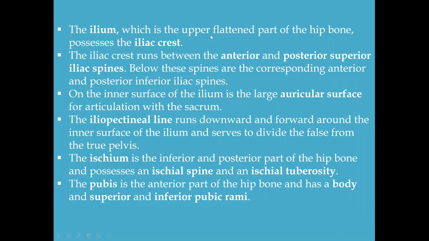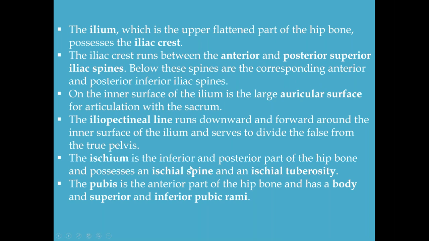What about the ilium, which is the upper flattened part of the hip bone and possesses the iliac crest? What about the iliac crest? The iliac crest is the superior margin of the ilium, and it is a very important site for the attachment of the muscles and fascia of the abdomen and back. So it is very important, the iliac crest here. It runs between the anterior and the posterior superior iliac spines, and below these spines are the corresponding anterior and posterior inferior iliac spines.